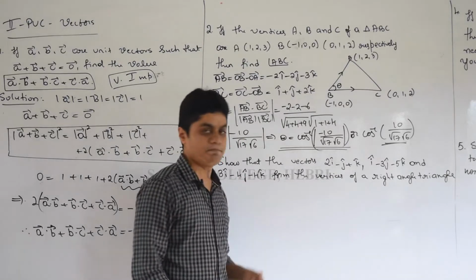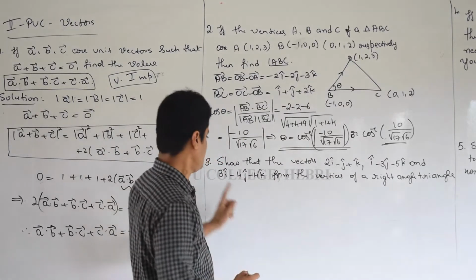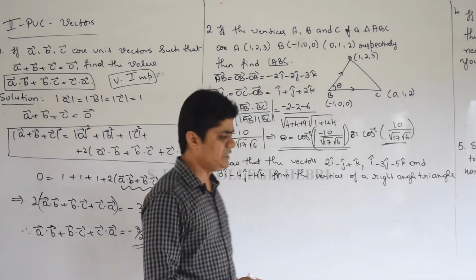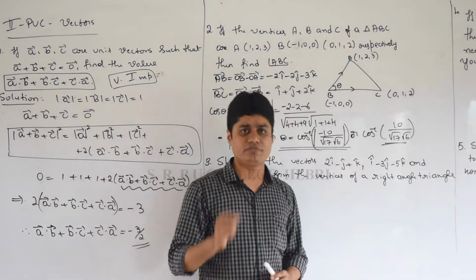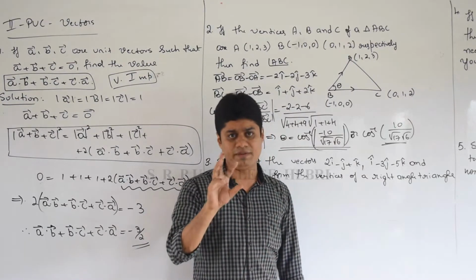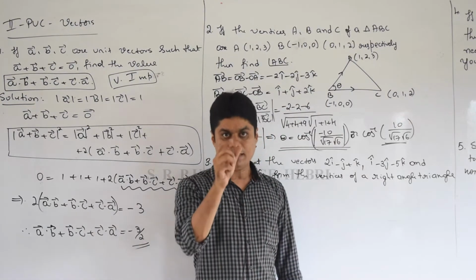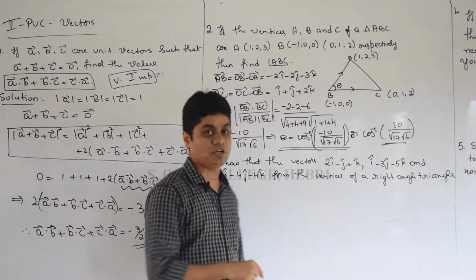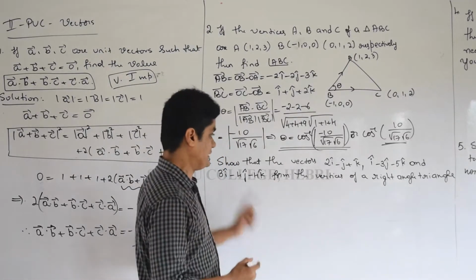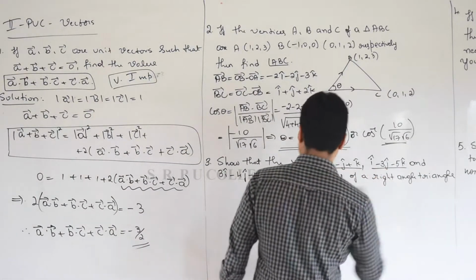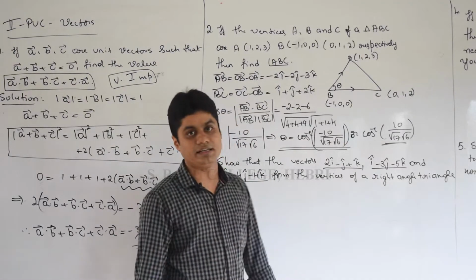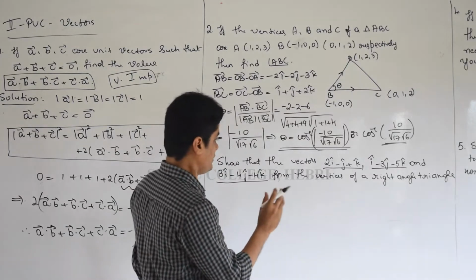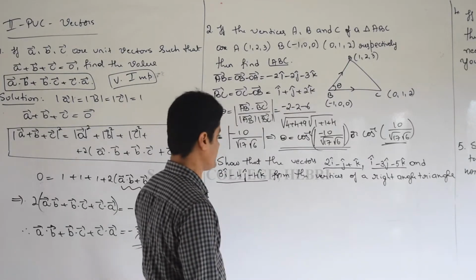Next question. Show that the vectors form the vertices of a right angle triangle. We solved a similar problem in the last class or last video. There, we found the three vectors AB, BC, CA, their magnitudes, and used Pythagoras theorem. Now I'll show you another method to solve such problems. It is given that it is a right angle triangle, and definitely one angle must be 90 degrees, so pick the vectors whose dot product is 0.